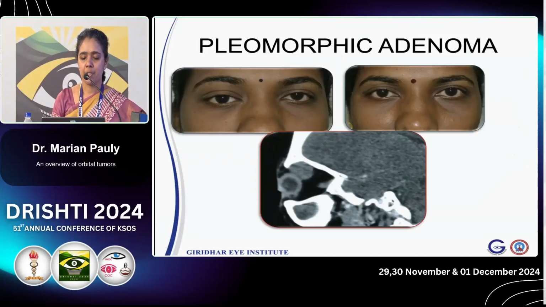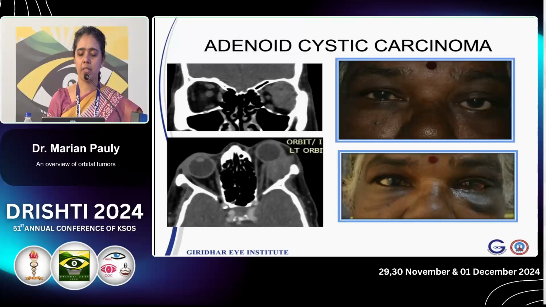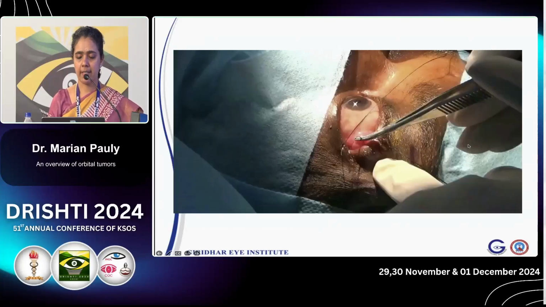Coming to lacrimal gland tumors, the benign one is pleomorphic adenoma. Excision is the treatment. Adenocystic carcinoma is the thing which we cannot miss. You can see why it is adenocystic. There are some bone erosions. Globe indentation is also there. Lacrimal gland is not seen separately. So she underwent excisional biopsy and treatment later.